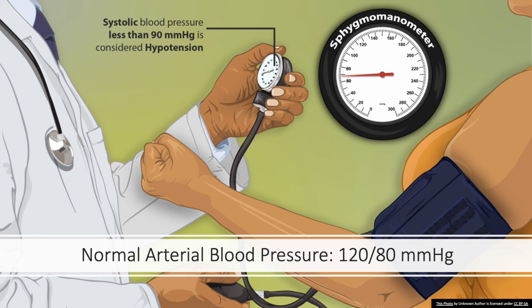Systolic pressure less than 90 millimeters of mercury is considered hypotension, and systolic blood pressure over 140 millimeters of mercury is considered hypertension.